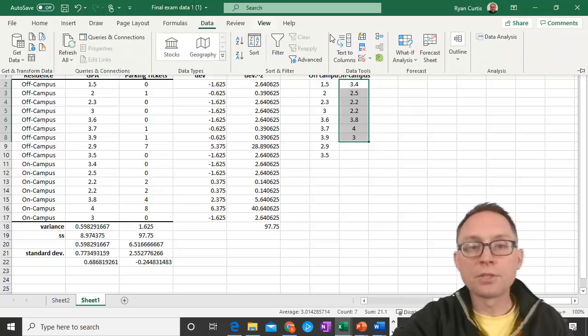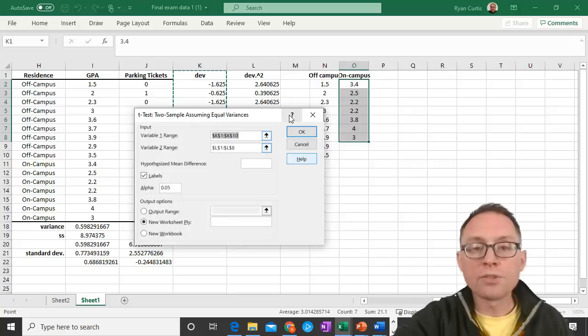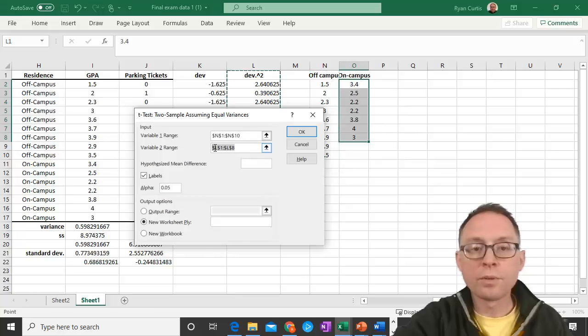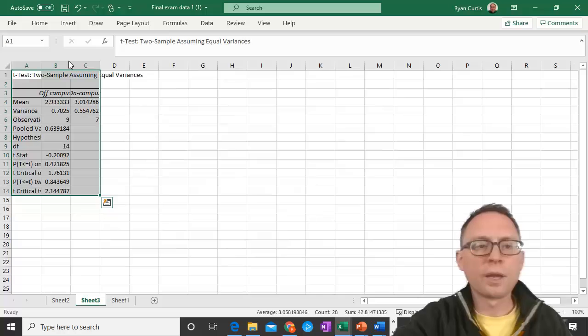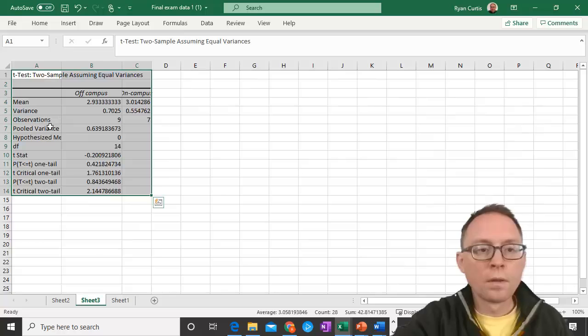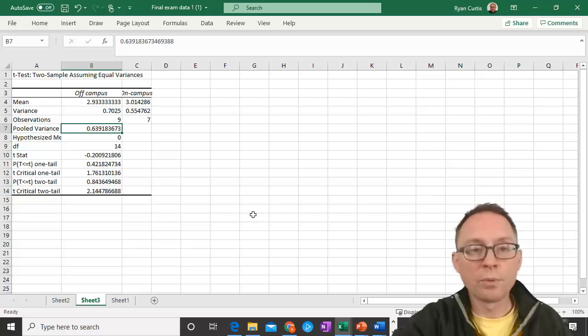Well, if I have the data analysis toolpak here, then I go to data analysis and I click on t-test two samples assuming equal variances. That's the independent samples assuming equal variances. I click OK, and then I make sure that I have the right ones in the right place. So I want this to be my first group, and on campus is my second group, and then I have them labeled. When I push OK, this is what I get. It automatically calculates my pooled variance. 0.64 is going to be my pooled variance.